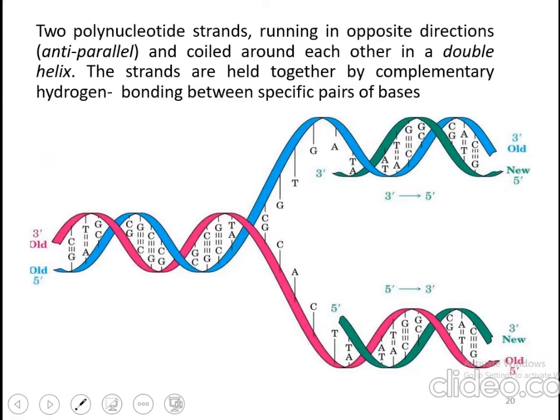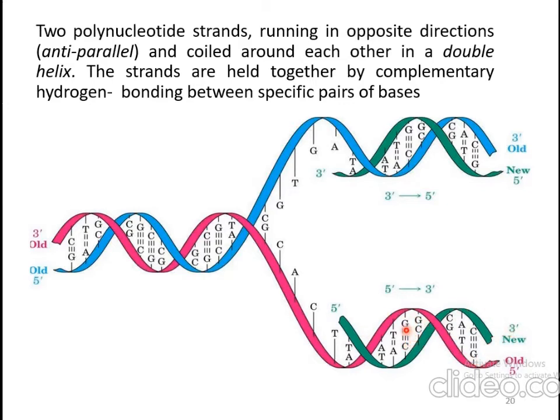Two polynucleotide strands running in opposite direction, or anti-parallel direction, are coiled around each other in a double helix. These strands are held together by complementary hydrogen bonding between specific pairs of bases. This blue color strand is the old strand, and this green strand is the new strand. Similarly, this pink strand is the old strand, and this green strand is the new strand.